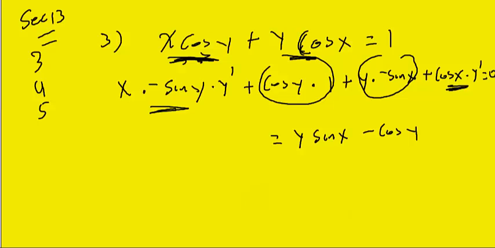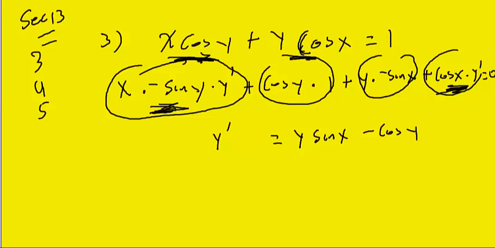Okay, I still have this and this left on the left-hand side. What can I factor out of these two? Y prime. So I'm going to factor it out and leave it on the left-hand side. Once I factor it out, what is left from this? Negative x sine y. And what is left from this? Plus cosine of x. And I'm going to divide by the quantity. So that means I have negative x sine of y plus cosine of x, and that's done.